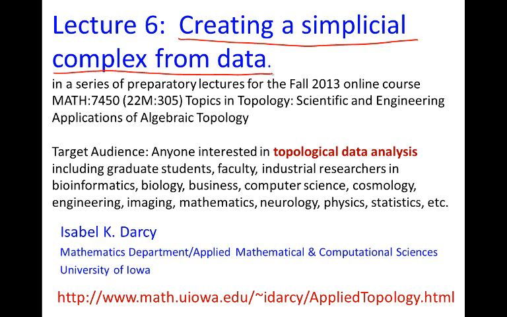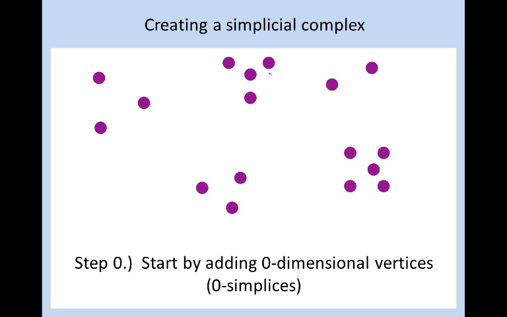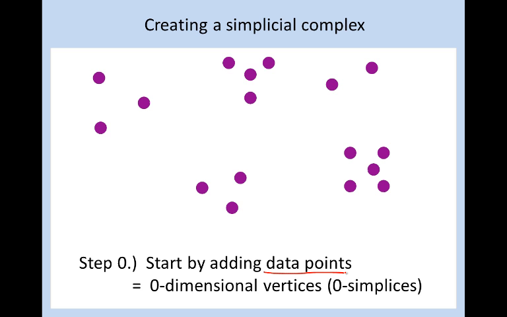Recall that to create a simplicial complex, we started by adding zero simplices, i.e. zero-dimensional vertices. So our step 0 will be to add zero simplices. But in this case, our zero-dimensional points will be data points. In this very simplified case, my data points lie in a two-dimensional plane. Normally, data points are high-dimensional.